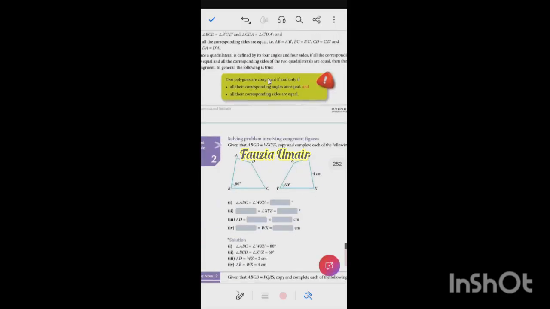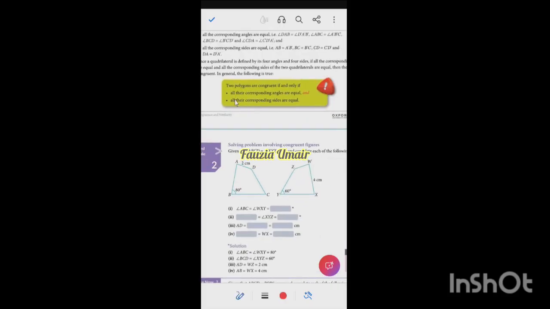Okay, so now mathematically, if I define congruency, two polygons are called congruent if their corresponding angles are equal and their corresponding sides are equal. So what does this word mean, corresponding? Can anyone guess what this word means? Corresponding sides and angles. Why corresponding? Why is it written corresponding sides and angles?